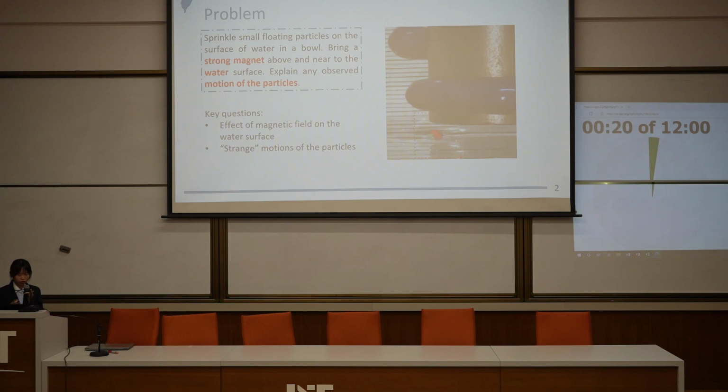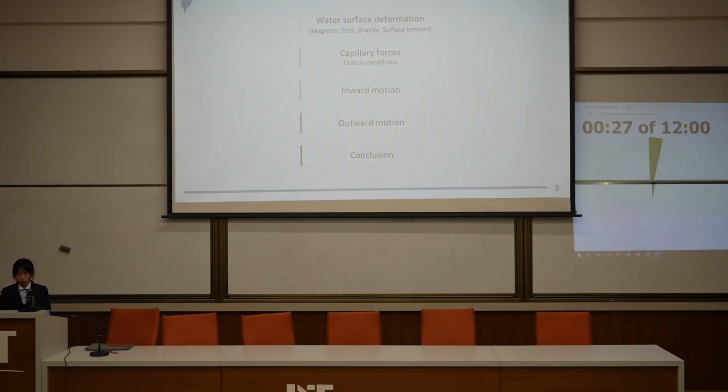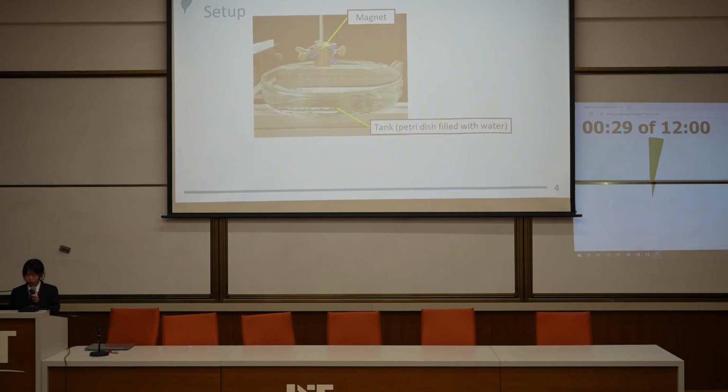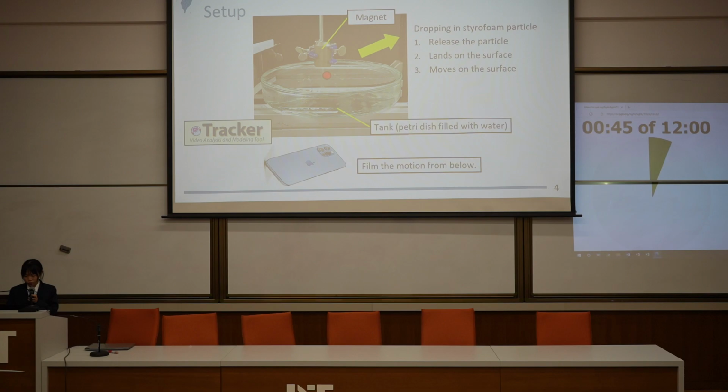The effect of magnetic field on the water surface as stated in the problem, and also strange motions of the particles. So this is my outline. Let me introduce our experimental setup first. We filled a pressure dish with water and suspended a magnet 2 to 5 millimeters above the surface of water. Next, we drop a styrofoam particle, and after it lands on the surface, it will start to move. We then filmed the motion using a camera from below the setup and analyzed the footage.